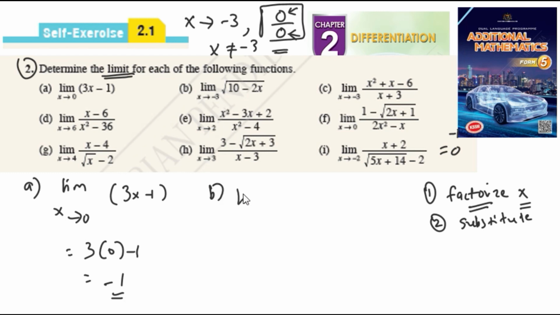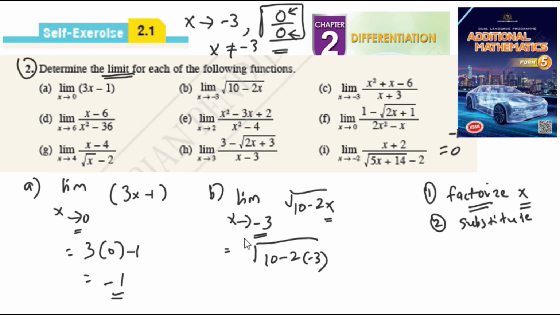Okay, for B, you have limit x approaching -3. So you have third 10 minus 2x. So you see here, when you substitute -3, you won't get any 0, 0. So you can't even factorize x, you just substitute. So here you get third 10 minus 2, x will be -3. So you see here, you substitute the value of the limit. So here you get 10 plus 6. See here, -2 times -3 is -6, minus -6 is +6. So you get 16, which is equal to 4. So this one is B, right?